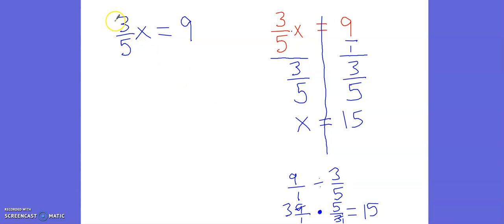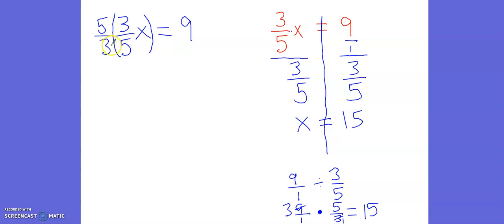Instead of doing that, what if we did this? What if we did 3/5 times x? I don't know if I should do it that way, or let's just do it this way. This will work too. Multiply both sides by the reciprocal of 3/5.